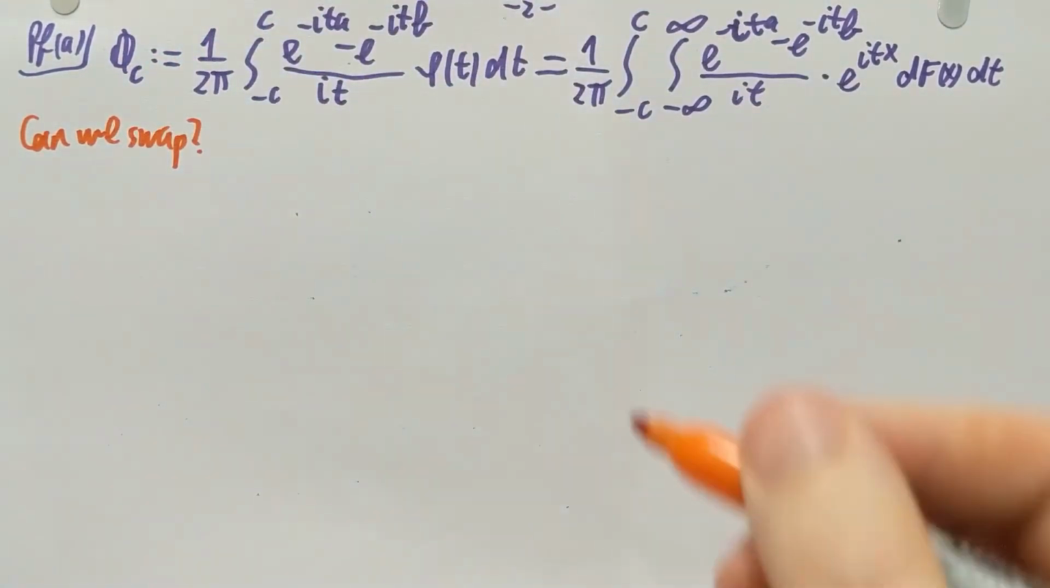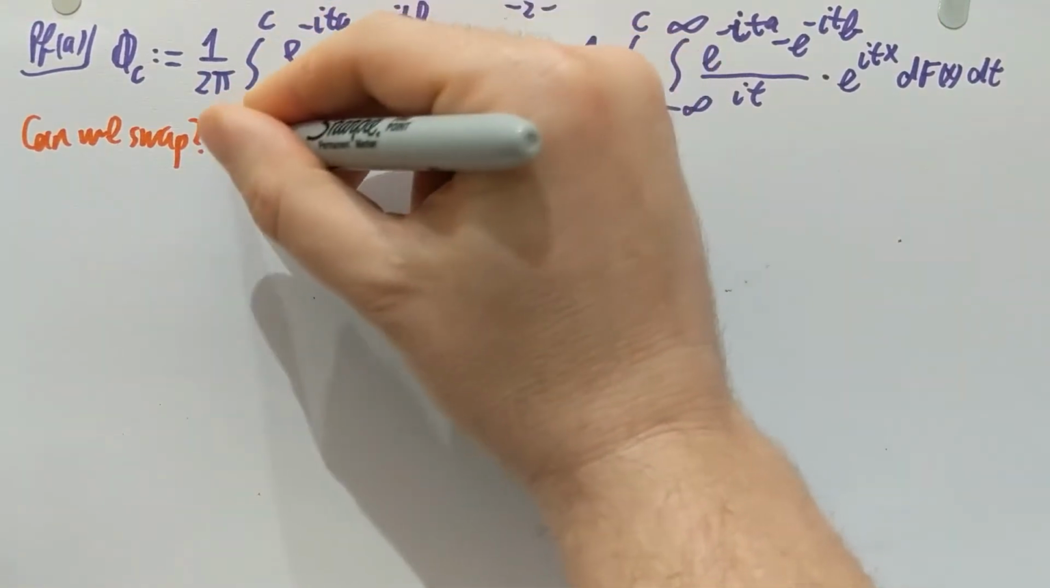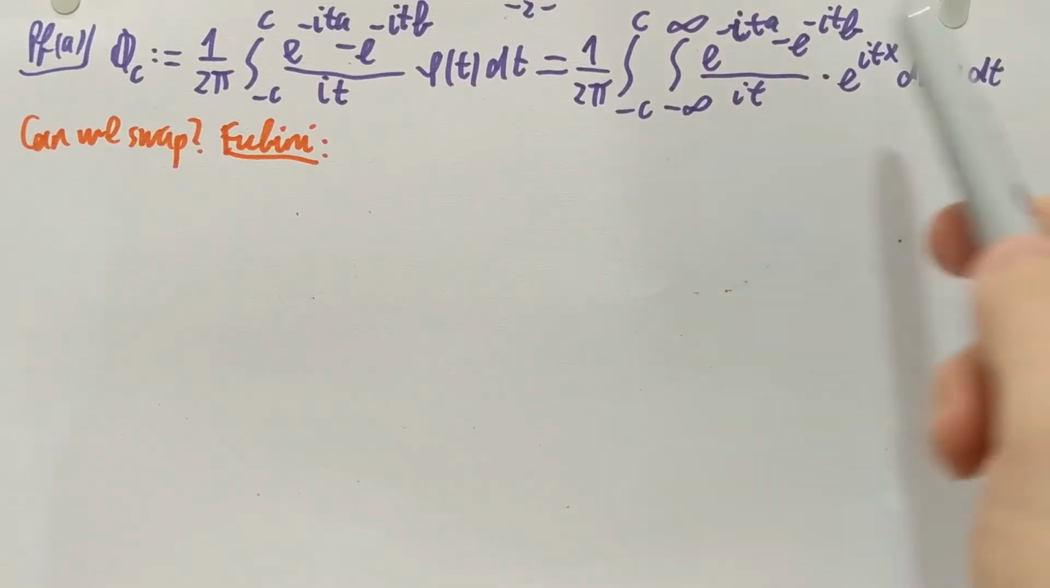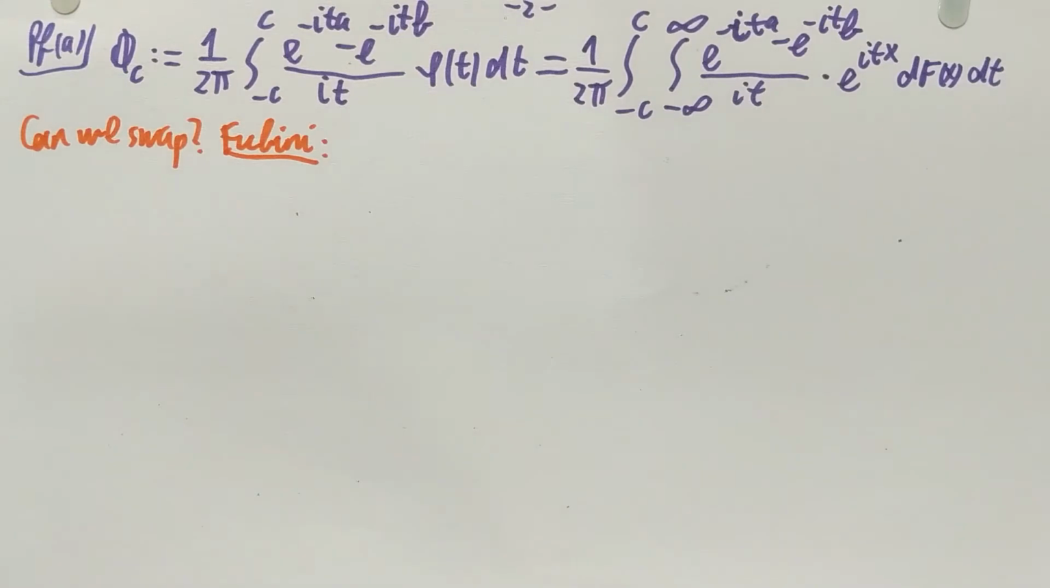Can we swap the integration? Now Fubini's theorem comes to help, which I mentioned before. Now I'm using the analytic version, so the measure theoretic version of it, not the probabilistic one. If you have a double integration of some function, and if you put a mod around your function and it's still double integrable, then you can swap.